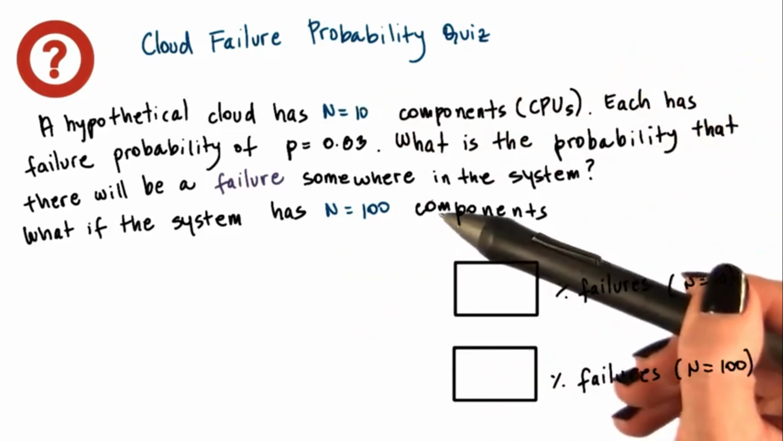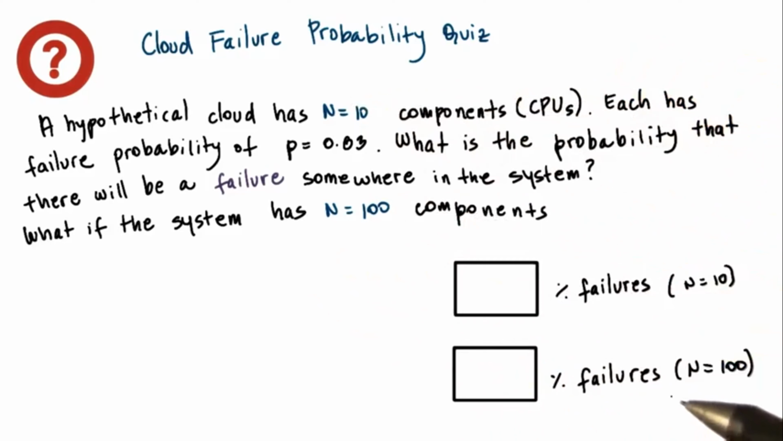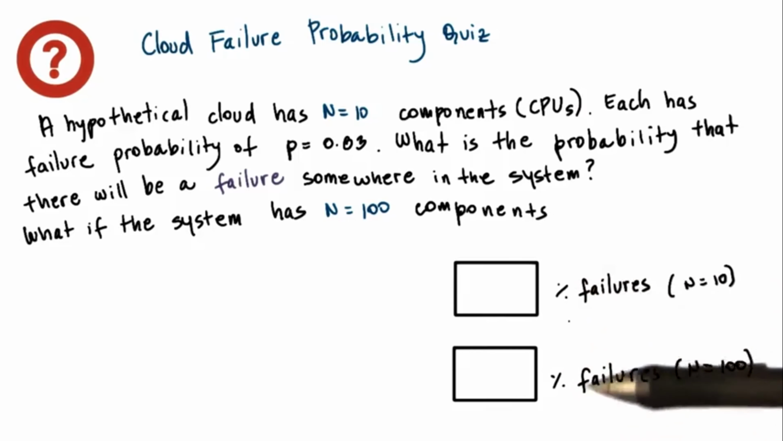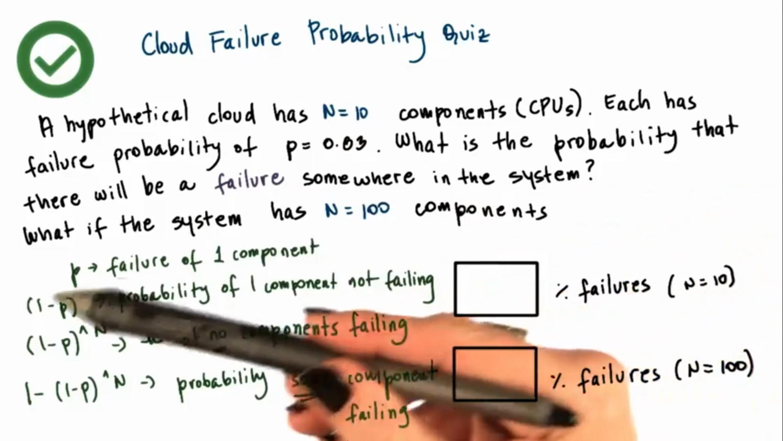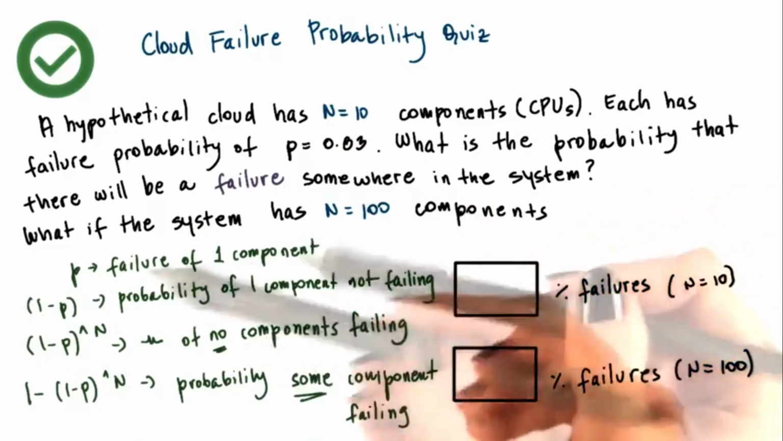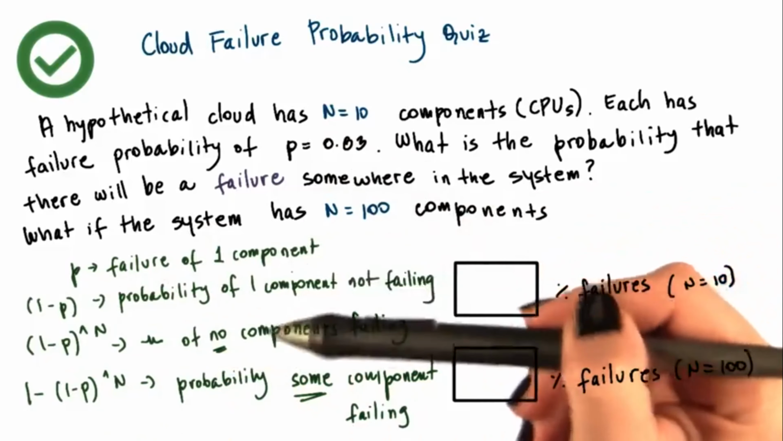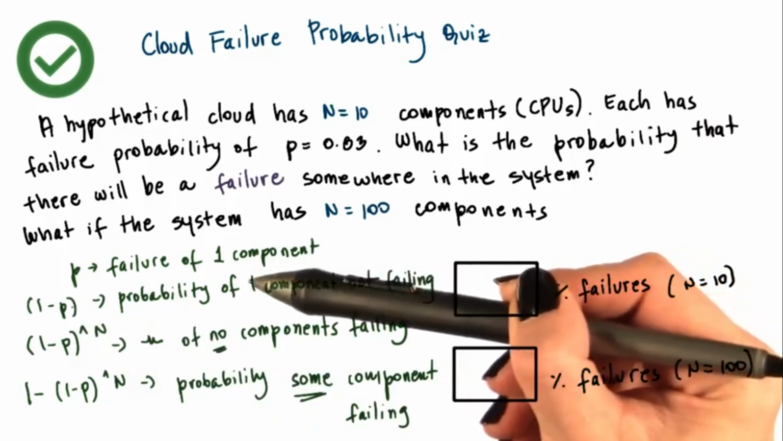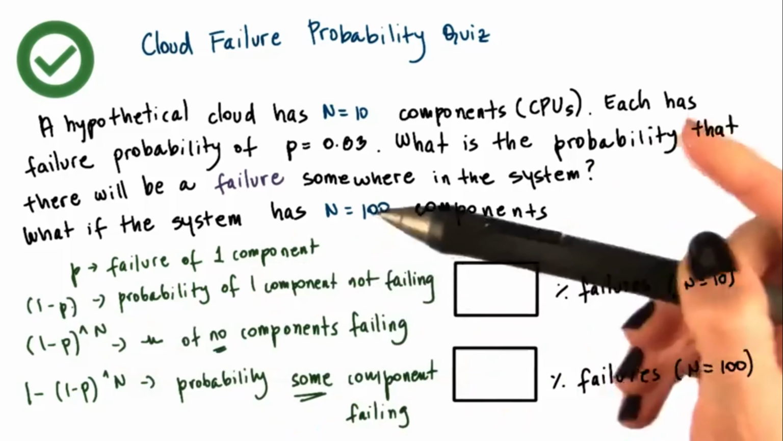So there are 100 components, and what in that case is the probability of a failure? You should provide the answer in terms of what is the percentage chance. To answer the question, think about this set of formulas. P is the probability that a single component will fail. Then 1 minus P is the probability that a single component will not fail.